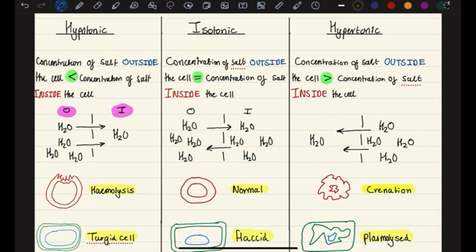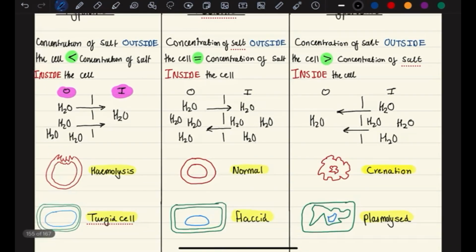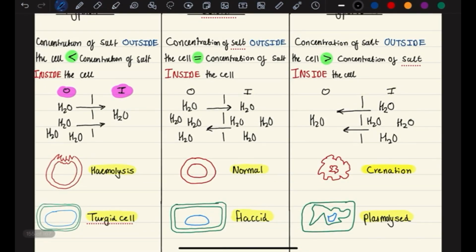And then hypertonic means that we have a greater concentration of salt outside the cell than in the cell. I've forgotten to mark it here, but this would be out and this would be in, yeah? So water's going to move out of the cell, yeah? And you can have crenation where the red blood cell shrivels up, or it can be plasmolysed.